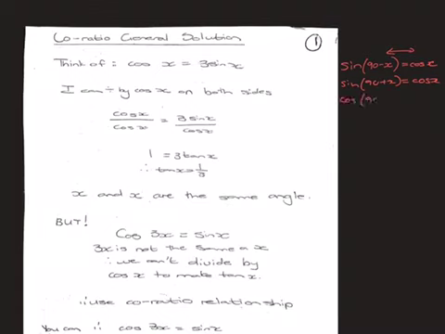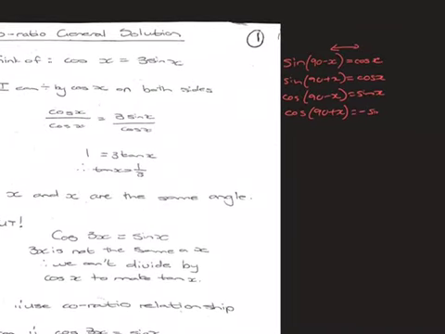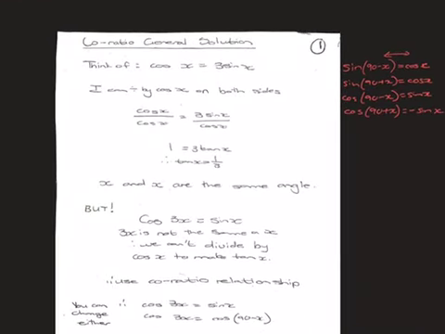Cos of 90 minus x becomes sine x. And then we've got cos of 90 plus x, it's the exception, it becomes negative sine x. All right. This note will be posted on the Google Classroom as well.